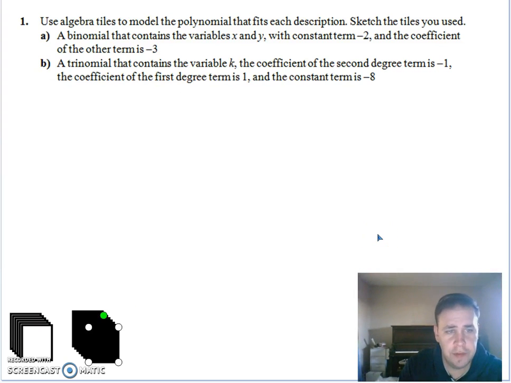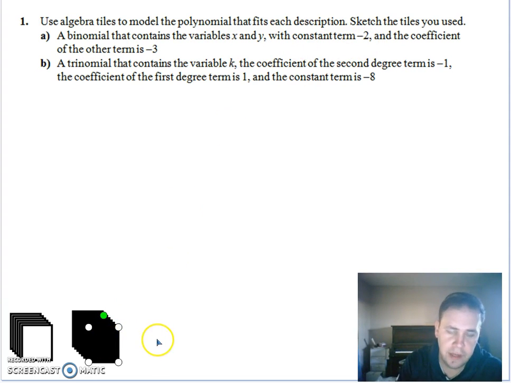Alright, so we have to use algetiles or algebra tiles to model the polynomial that fits each description. So we're going to sketch the tiles. In this case here, what I'm going to do is use my Mimeo pre-made tiles that I just finished making to sketch / show and model a polynomial. So it says a binomial, so that means two terms, bi meaning two, that contains variables x and y, and a constant term of -2.